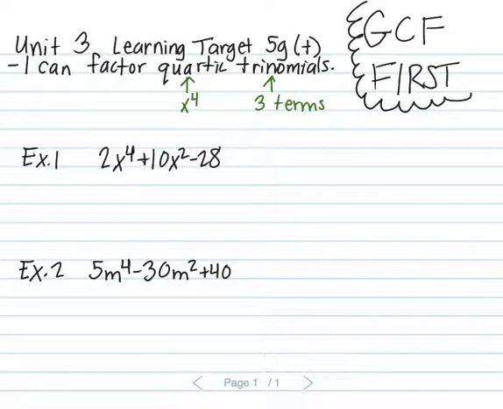All right, example 1. Always looking for the greatest common factor first. So each of these things can be divided by 2. So we take our 2 out. That leaves us with an x to the fourth, 10 divided by 2 is 5, x squared, negative 28 divided by 2 is a negative 14.